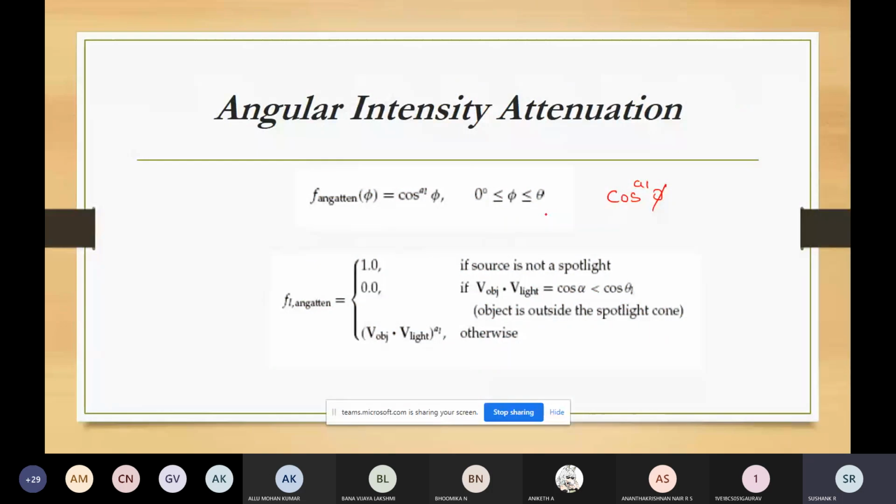Here what is a1? A1 is the attenuation exponent, which will have some positive value, and this phi is measured from the cone axis. What is this phi? It is the angle which is measured from the cone axis.